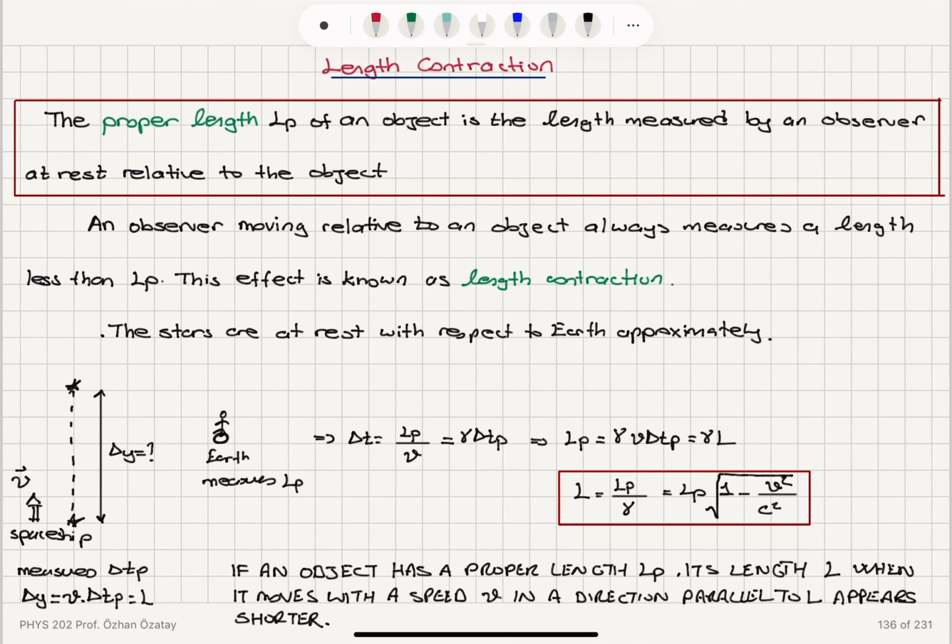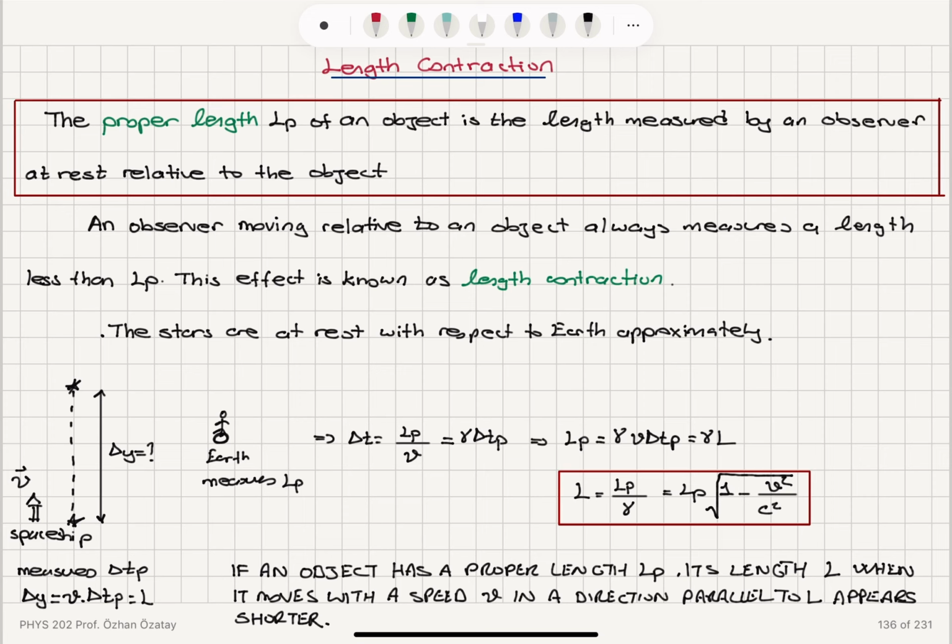Okay, to summarize, the proper time is measured by an observer who sees this event occur at the same point in space in that reference frame. The reference frame that is moving with a relative velocity v with respect to the proper frame will measure time dilation. Delta t will appear larger, gamma times delta tp. The moving clock will appear to run slower.